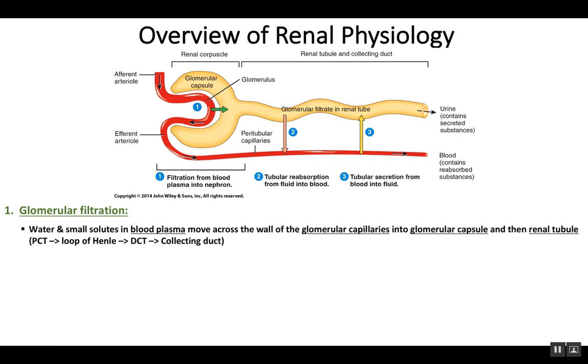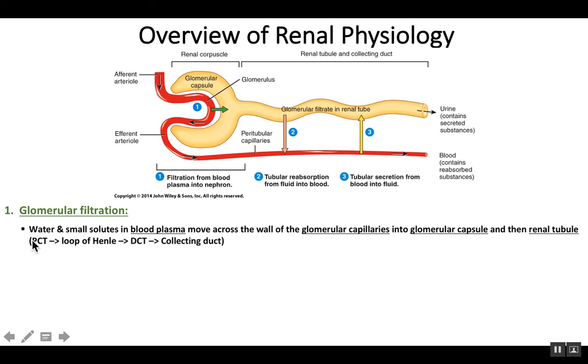The first process we already mentioned. It's called glomerular filtration. The green arrow represents filtration. Fluid and solids from the blood plasma, which means we don't take any cells. Red blood cells don't get filtered. White blood cells don't get filtered. Platelets don't get filtered. It's just fluid and small solids. They move out of the glomerulus and get collected into the glomerular capsule or Bowman's capsule. Then they enter the tubule.